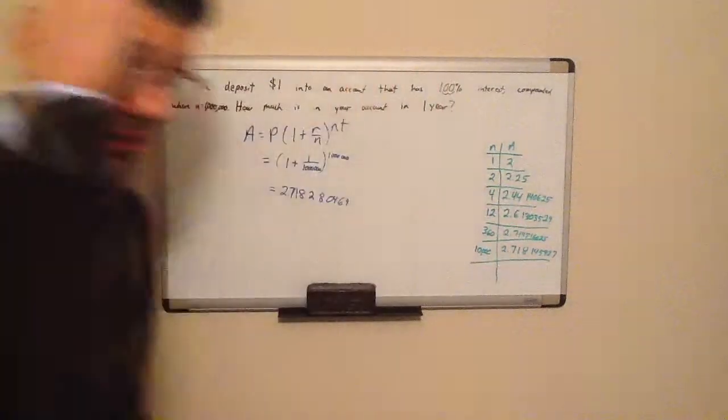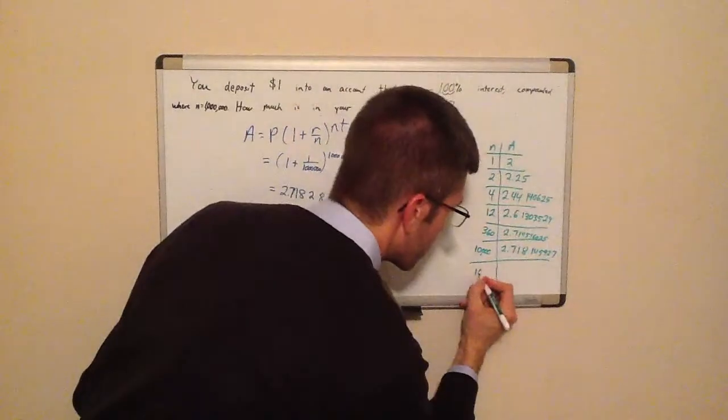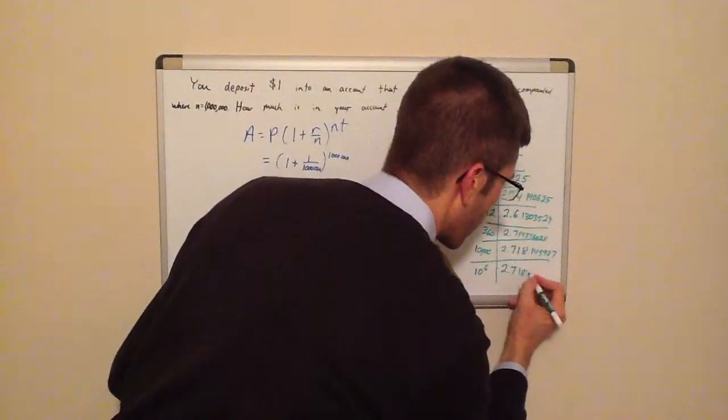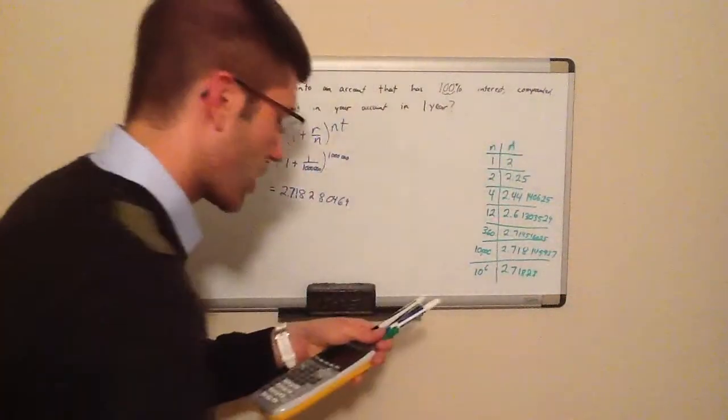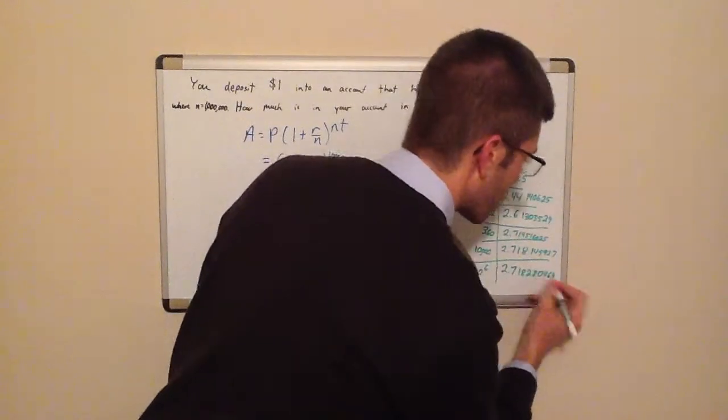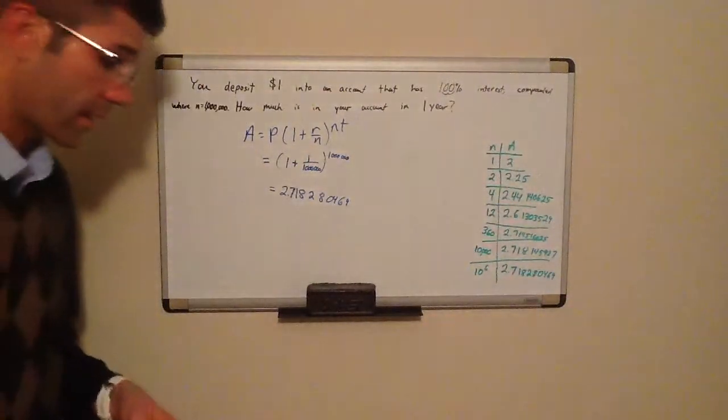Let's just come over here. We're going to quit calling it 1 million. We're going to call it 10 to the 6th power, because that's what it really is. And we get 2.71828 and then some change, 0469. So the bigger this gets, the more accurate it gets to our actual answer.